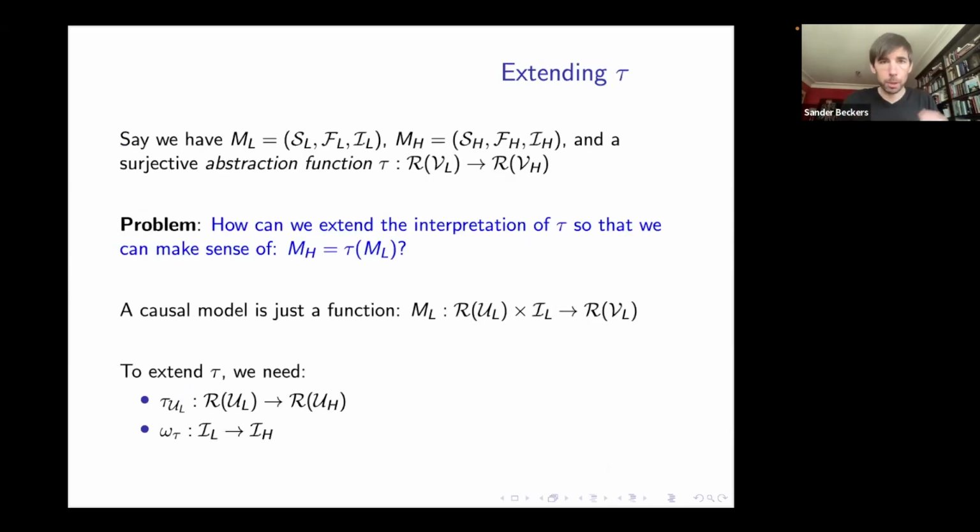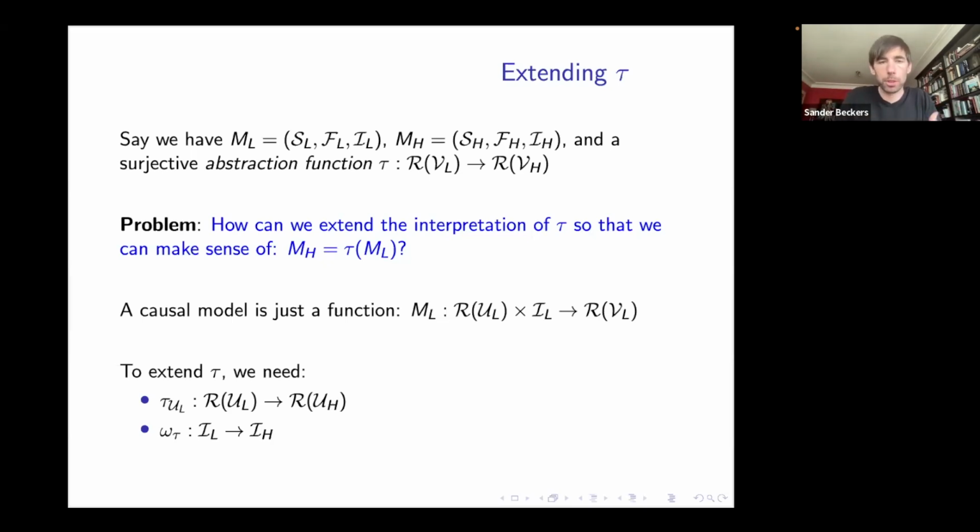Okay, so what is the idea of an abstraction? Assume we have somehow a low-level model, M_L, and a high-level model, M_H, each with their respective signatures, and we have some surjective function tau, which goes from the values of the low-level endogenous variables to the values of the high-level endogenous variables. That's given. Now, the problem is how can we extend the interpretation of this function tau so that we can somehow apply it to the entire causal model, not just to the values of endogenous variables, but to the entire model?